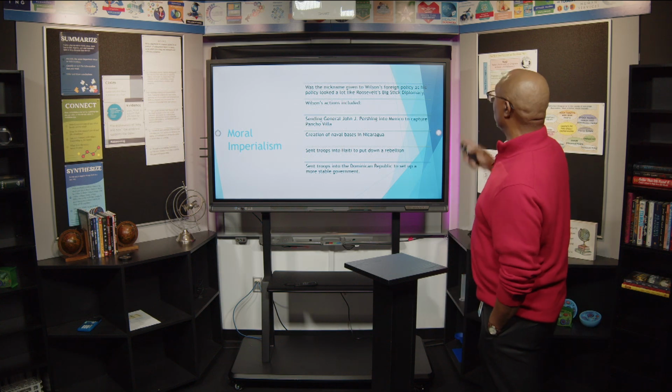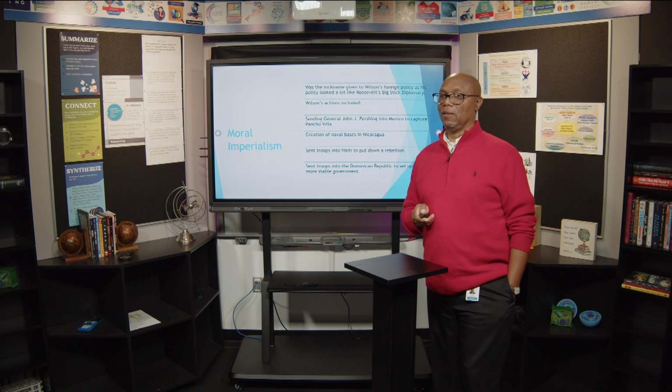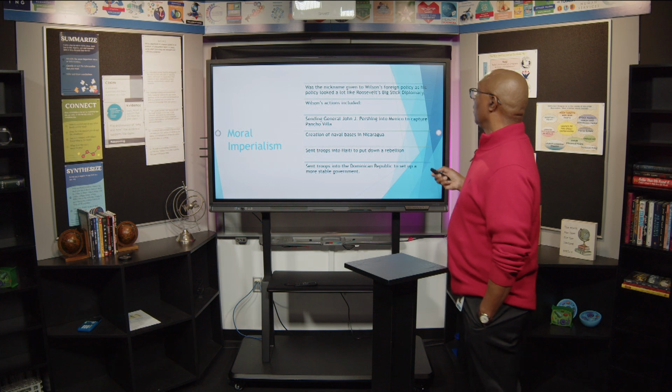Moral diplomacy was the nickname given to Wilson's foreign policy, even though it looked a lot like Roosevelt's big stick diplomacy. Wilson's actions included sending General John J. Pershing to Mexico to capture Pancho Villa, the creation of naval bases in Nicaragua, sending troops to Haiti to put down a rebellion, and sending troops to the Dominican Republic to set up a more stable government. Even though he wanted to concentrate on domestic affairs, foreign policy becomes very big because he has to deal with all these situations that come up around the world.